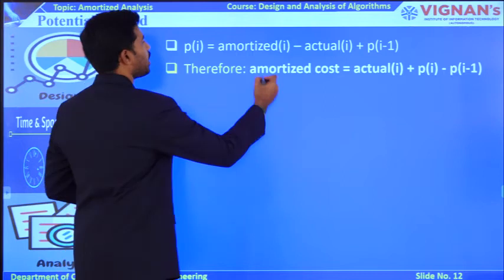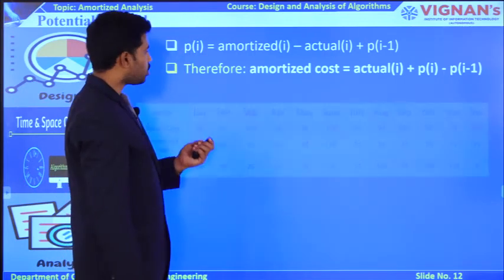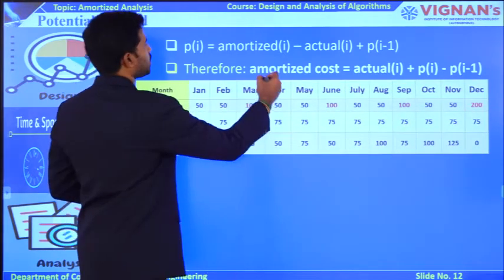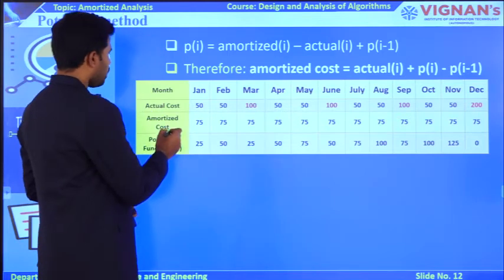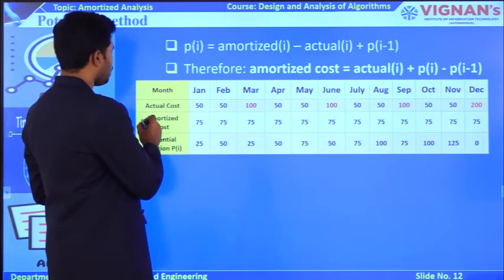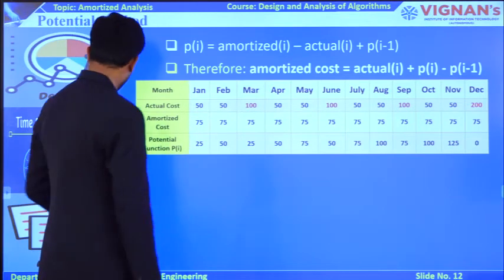Now your task is to find the amortized cost based on the aggregate method table. So this is my aggregate method table, right? Now you try to apply the amortized cost for every month to check whether for every month you get the same amortized cost or not. Okay.